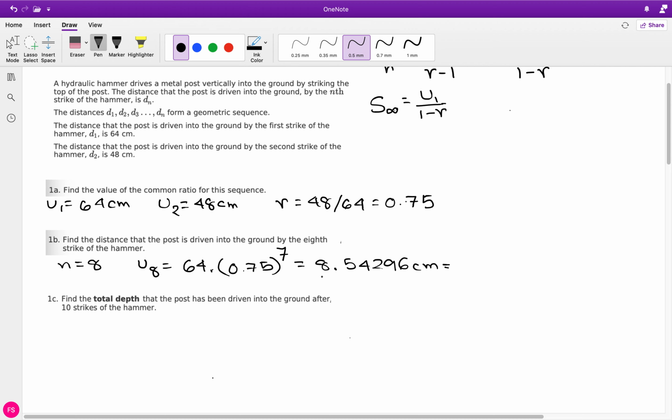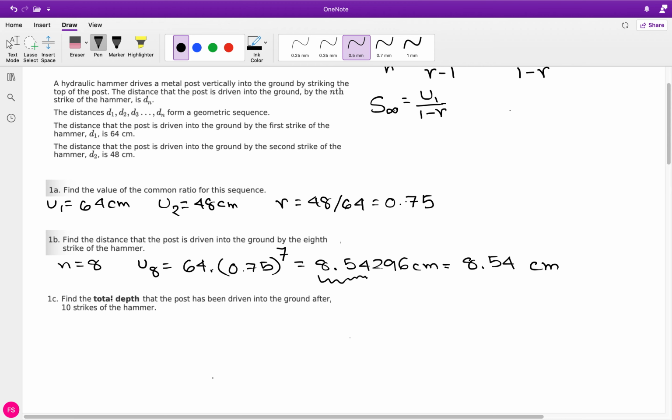For this number, 8.54, I'm just going to take the first three digits. I'm not going to change the 4 because the digit after it is less than 5. When it's less than 5, we just leave it like that. My answer is going to be 8.54, and because it's distance, the unit is going to be centimeter.